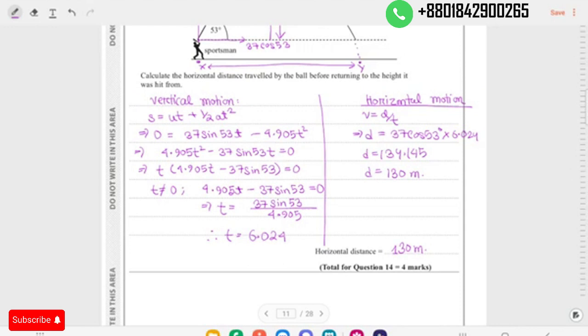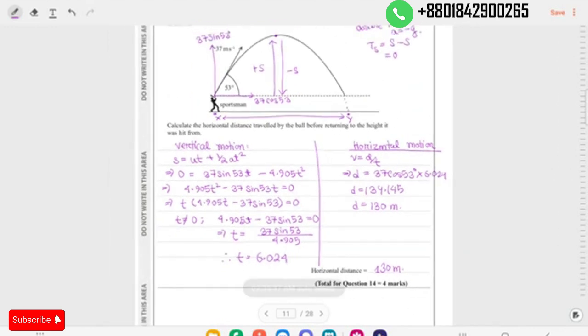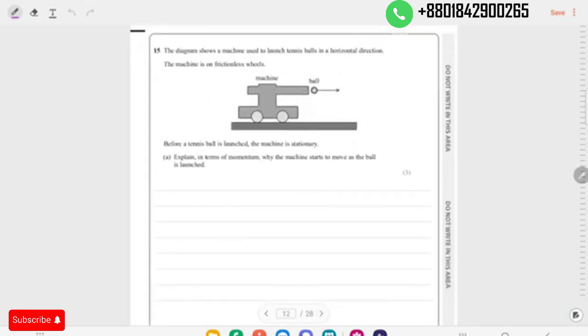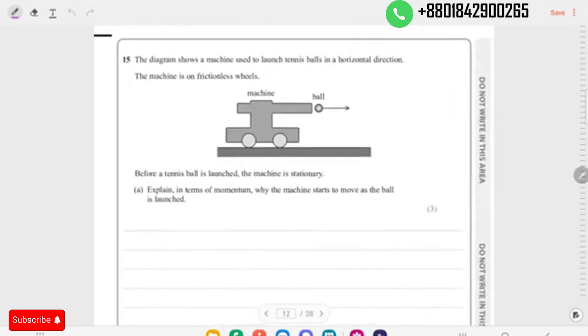So this was it for question 14. I hope it was clear for everyone. We'll move on to the next question. The diagram shows a machine used to launch a tennis ball in a horizontal direction. The machine is on frictionless ground. Before a tennis ball is launched, the machine is stationary. Explain in terms of momentum why the machine starts to move as the ball is launched.